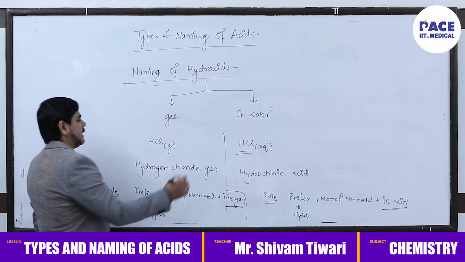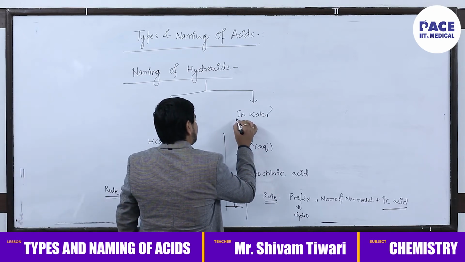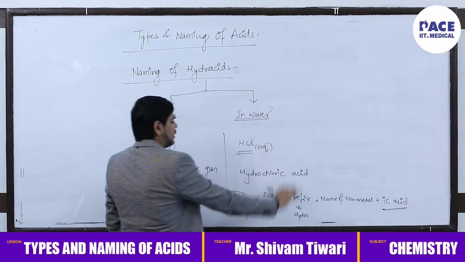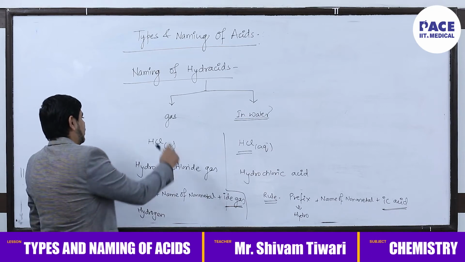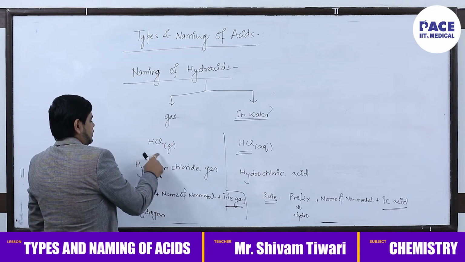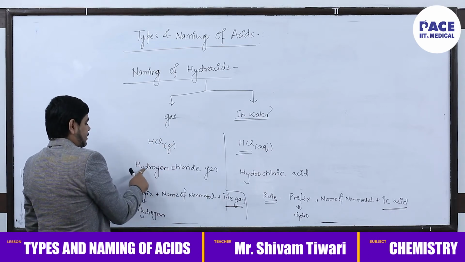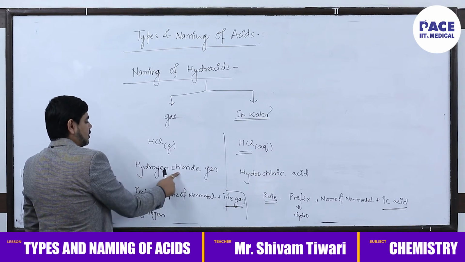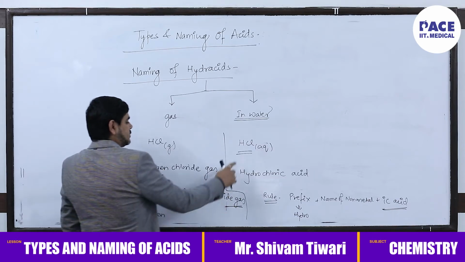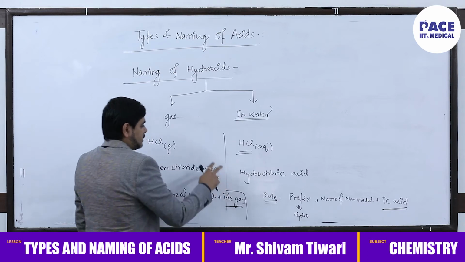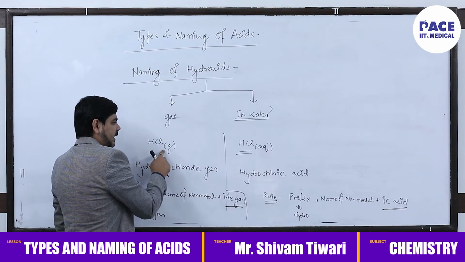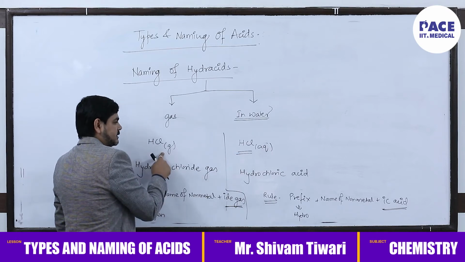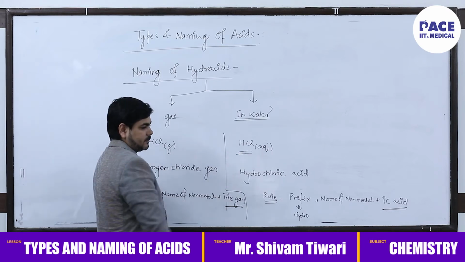Most commonly, when we are talking about hydroacid, we are talking about it in water. But some of these hydroacids are also gases, so we have to differentiate. You can see over here, this is hydrogen chloride gas, or this is also hydrochloric acid. The same compound has two different names because these are in different states. Over here it is gas, over here it is in water.